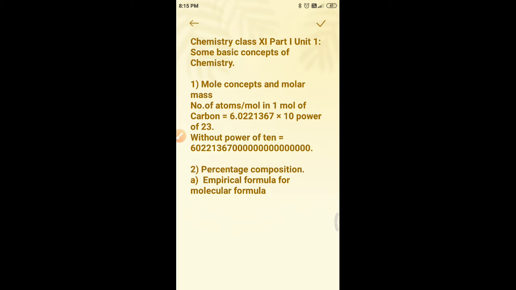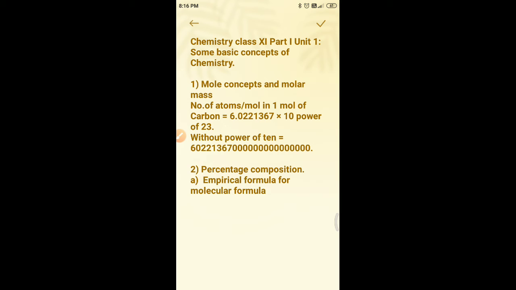Now we have to find the moles of chlorine. 71.65 percentage is given, which in 100 grams of compound becomes 71.65 grams. The atomic mass of chlorine is 35.453. So 71.65 grams divided by 35.453 gives the answer 2.02 moles of chlorine.